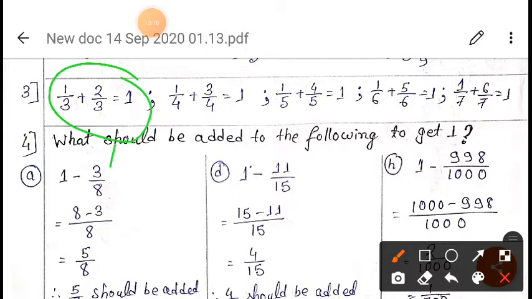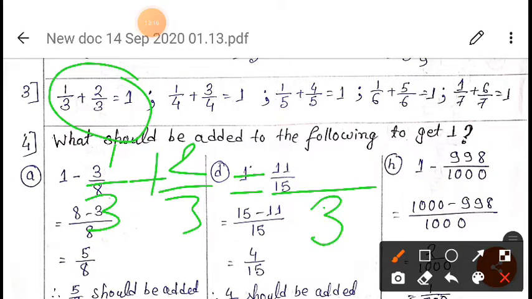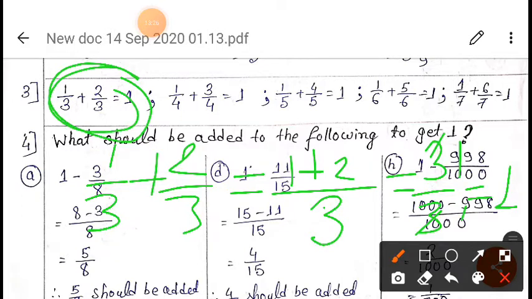When you see this 1 by 3 plus 2 by 3, how can we write? We can write here 3, 1 plus 2, right? So 1 plus 2, again we will get here 3 by 3. So 3 ones are 3, 3 ones are 3. So what will we get? 1 here, right? So I have written here like this, right?